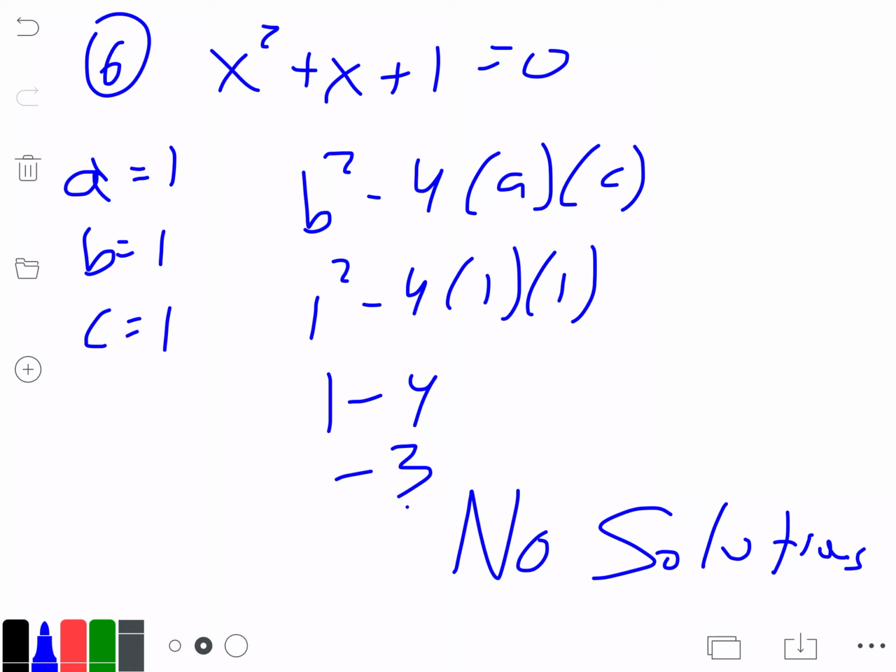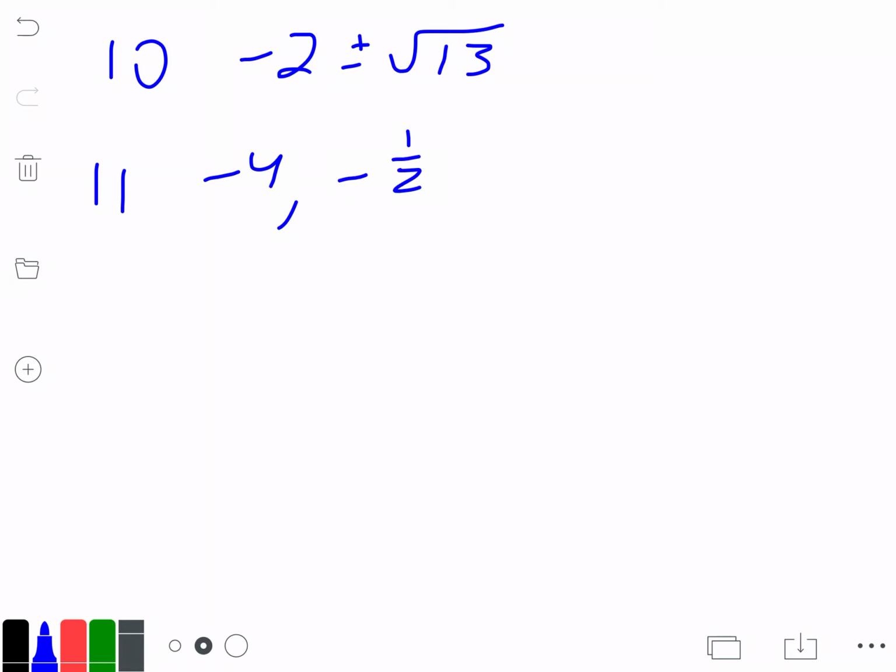And I'm not going to do 9, 10, or 10, 11, 12 for you, but if you take a look, you can solve them any way you want. So the answer for number 10 is going to be negative 2 plus or minus the square root of 13. Number 11 is going to be negative 4 and negative 1/2 or 0.5.